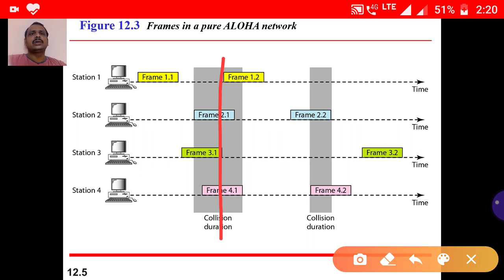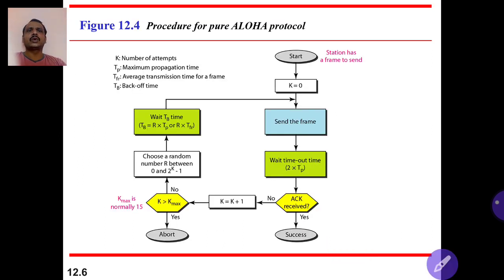The end of one frame must join with the beginning of another frame. It's a collision. If even a single bit gets collided, the data gets lost. Similarly, frames 2.2 and 4.2 also get collided. To avoid this, a protocol procedure is defined. That procedure is called the backoff procedure.